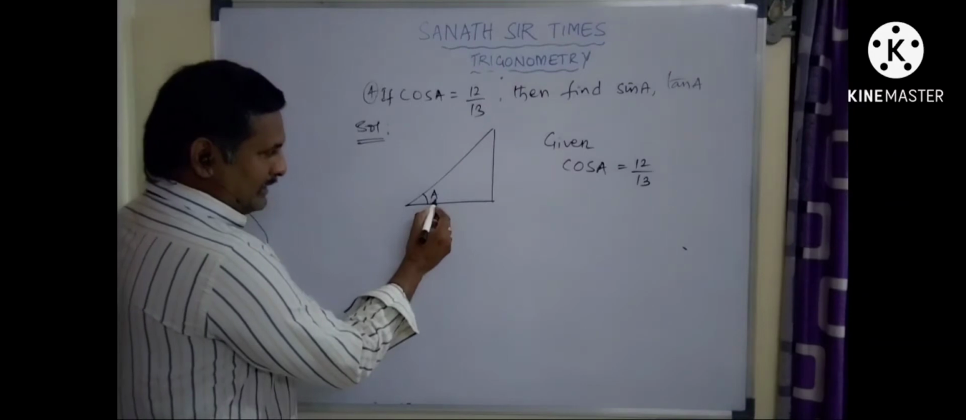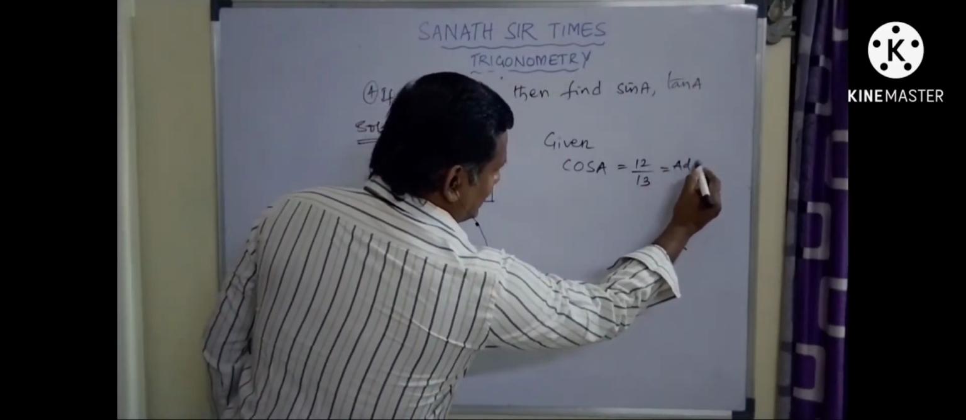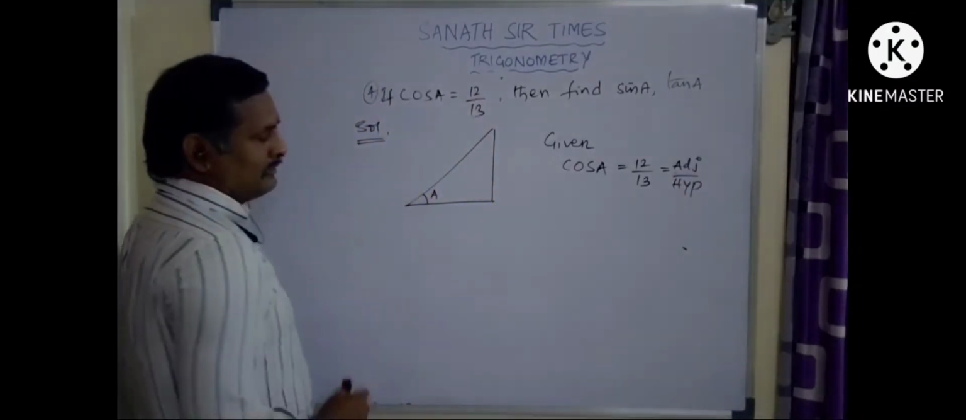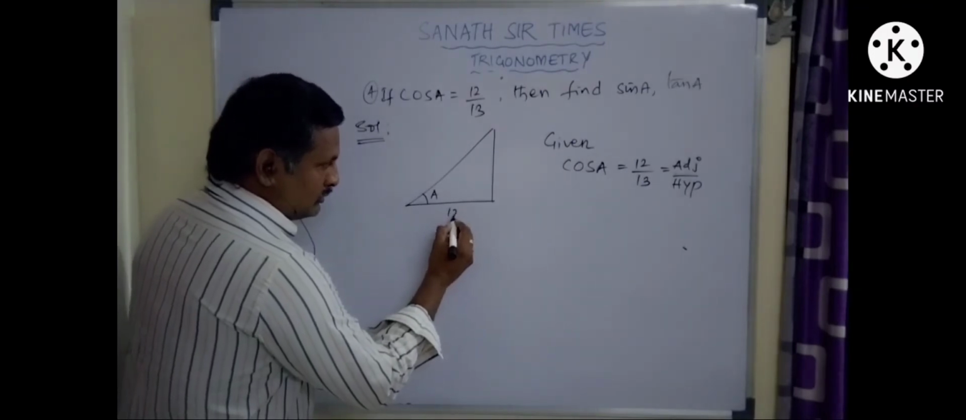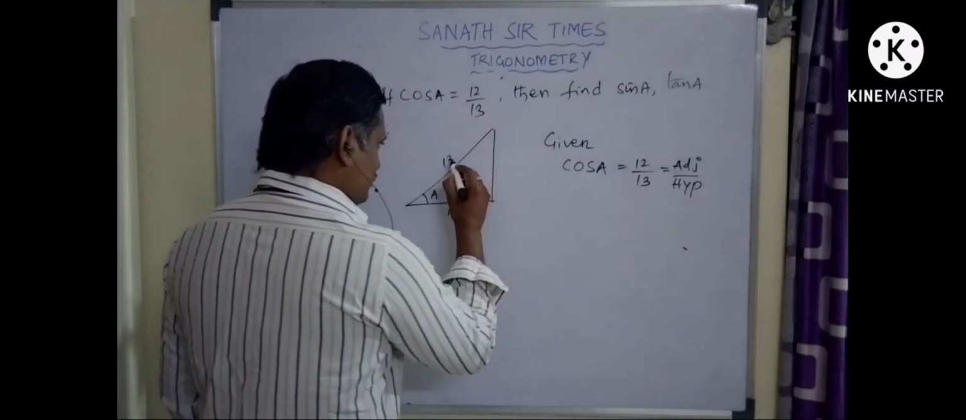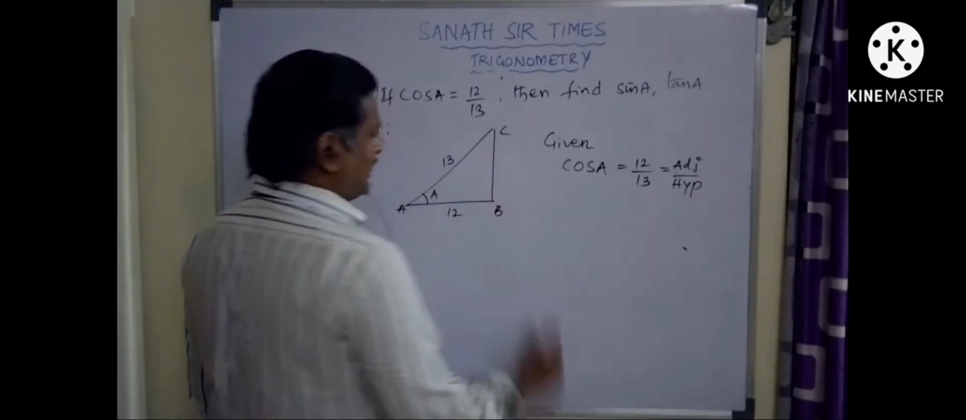So given cos A is equal to 12 by 13, right? Now this is angle A. Cos means you know that adjacent side by hypotenuse. You are taking A as this one. Adjacent to this one is 12 and hypotenuse is 13. You know this is hypotenuse. Let us name this one as triangle ABC.